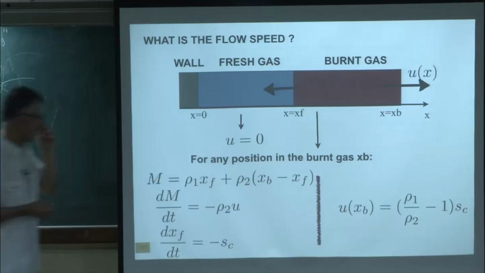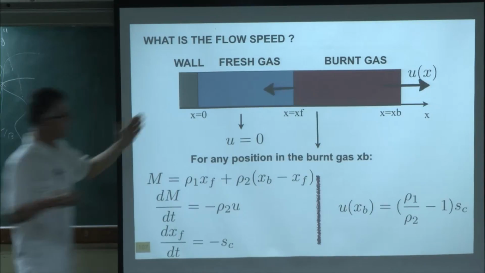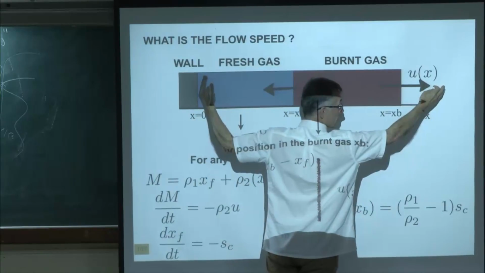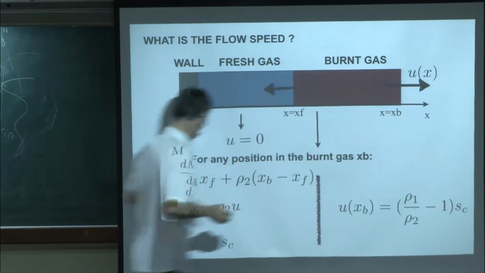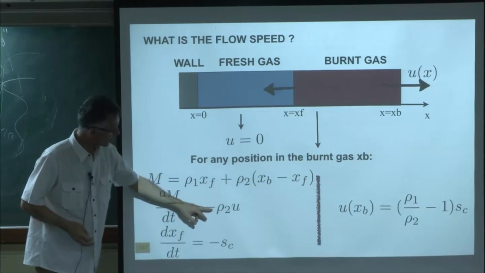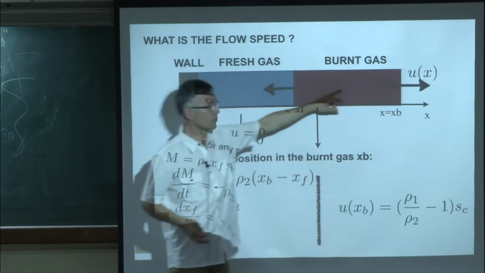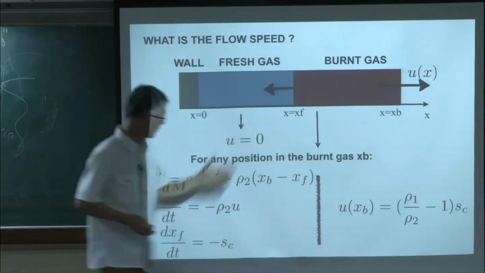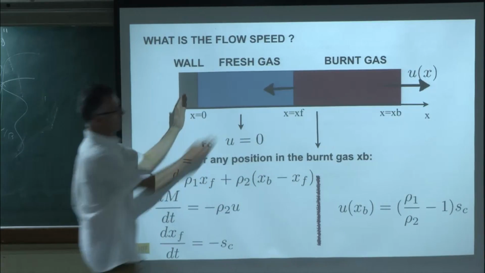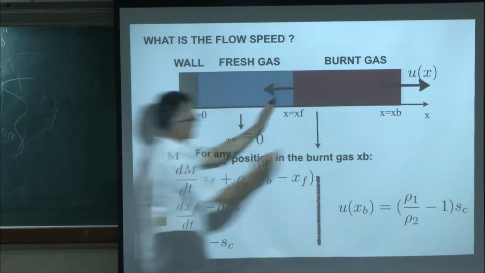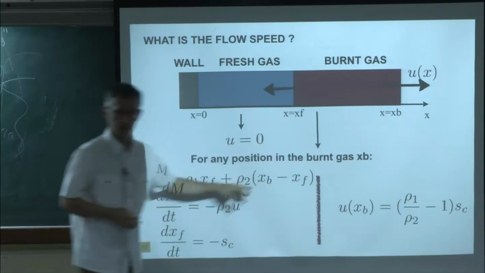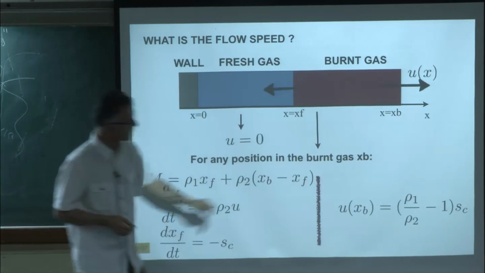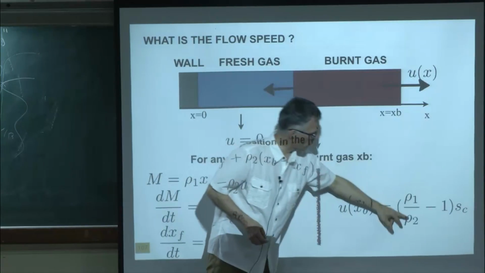Well, you can write a simple conservation equation saying that the total mass in this domain can change only because of the gases going out. Okay? So dm/dt has to be equal to minus ρ2u, because here this is ρ2, that's the density of the burnt gases, and they are evacuated by the right-hand side. And what is m? Well, m is ρ1 xf for the fresh gases, and ρ2 (xb minus xf) here. xb is a constant that you can put, you know, where you want on the right-hand side.